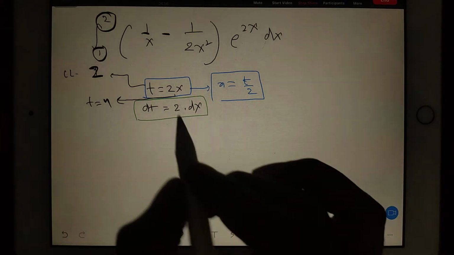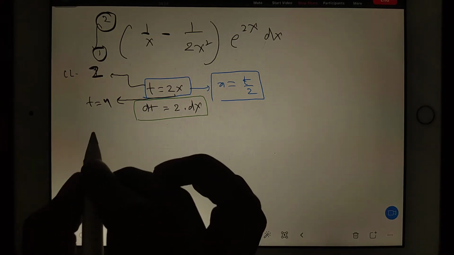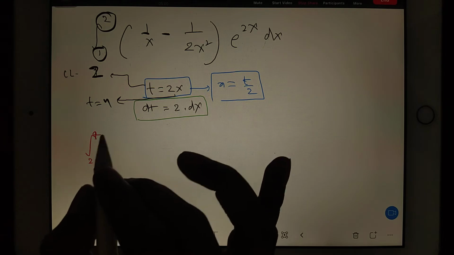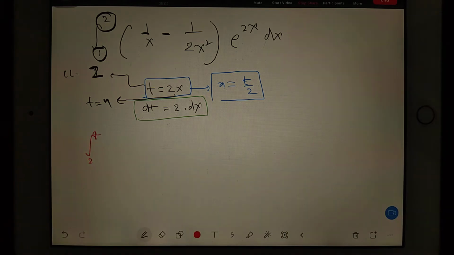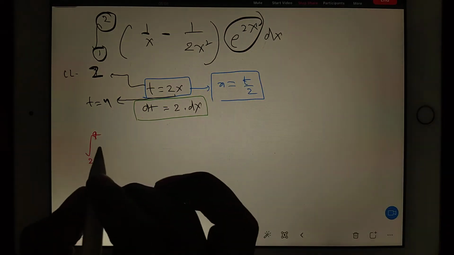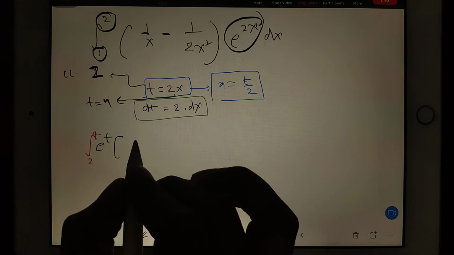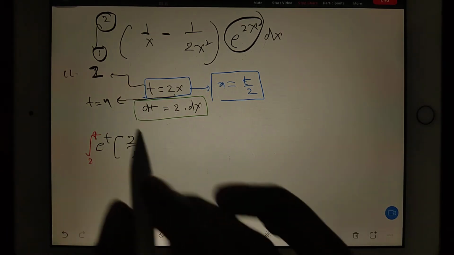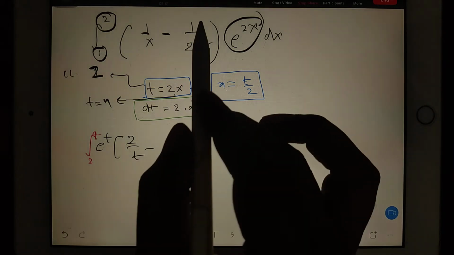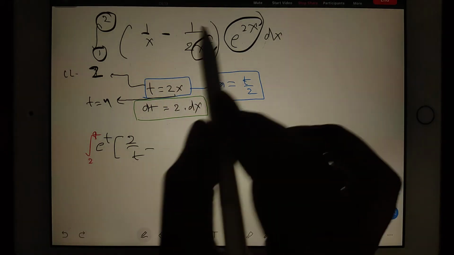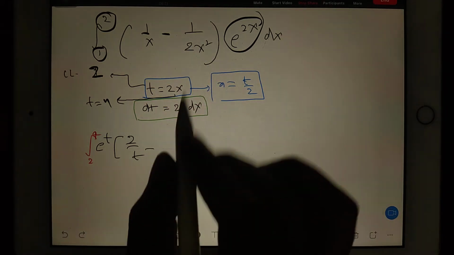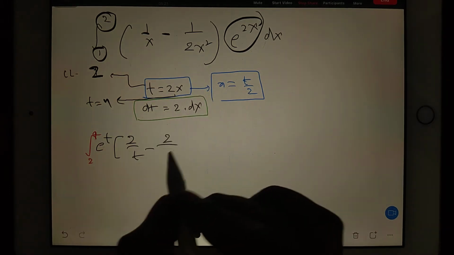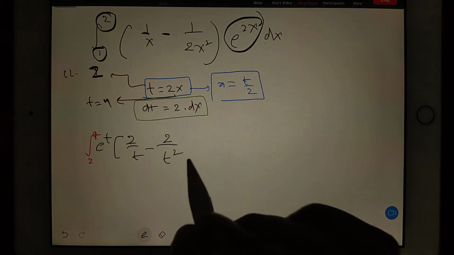Now see, 2 to 4 we got our lower limit and upper limit, and then we are going to change our variable. In changing the variable, you should be very comfortable. I am writing here e^t. Here the x value I am writing as t/2, so I am writing 2/t, and minus this 1/2 is already there, so x² will give you t²/4, so the 4 will go up and cancel with this 2, so 2/t² will come.